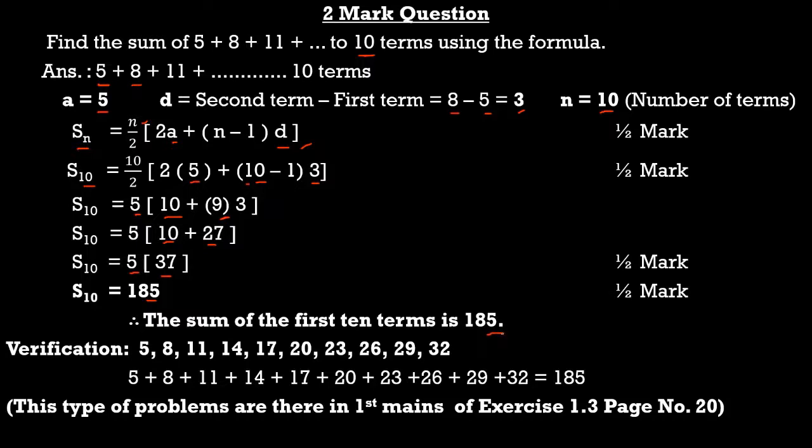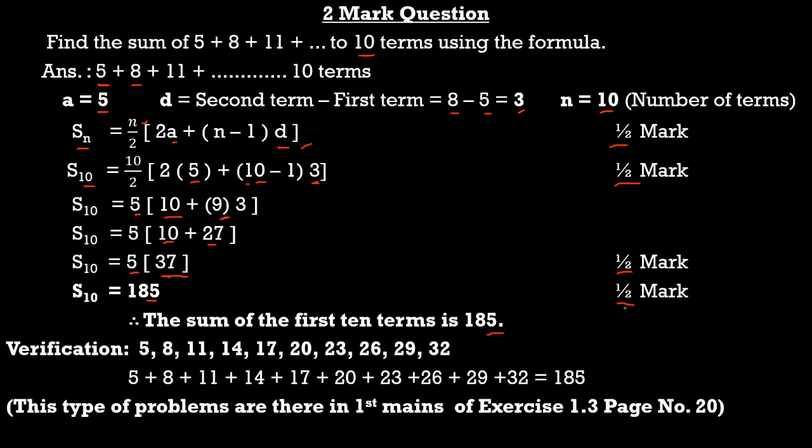Now we will see how 2 marks are distributed in this question. Half mark for writing the formula, half mark for substituting a, n and d values in the formula. Multiplying 5 into 37, you will get half mark. For the final answer, you will get half mark.